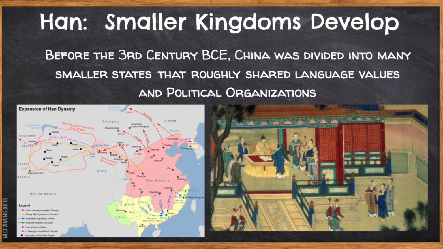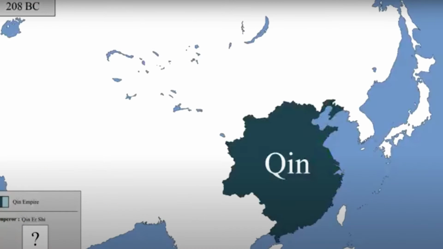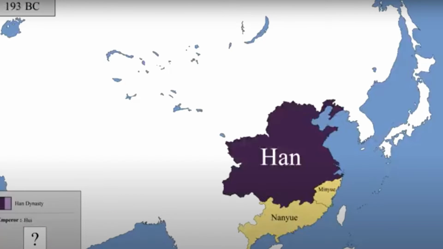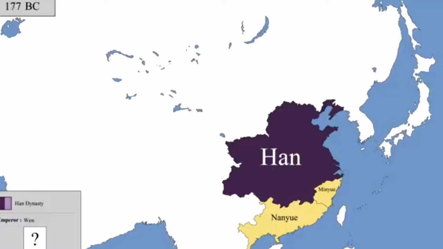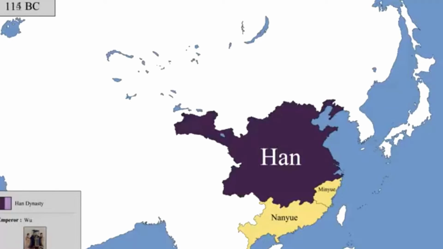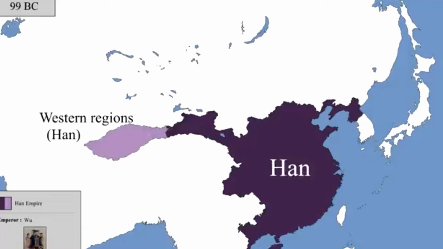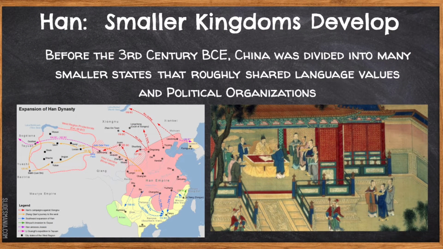So before the 3rd century, China was divided into many smaller city-states and many small kingdoms, but they shared a common language and similar political organizations. So this was ripe for dynasty and empire. Several dynasties and empires emerge. The Han Dynasty is one of the great dynasties in Chinese history, encompassing nearly 400 years of expansion and consolidation. So within the powerful Han Dynasty, they began to unite the different kingdoms of China.